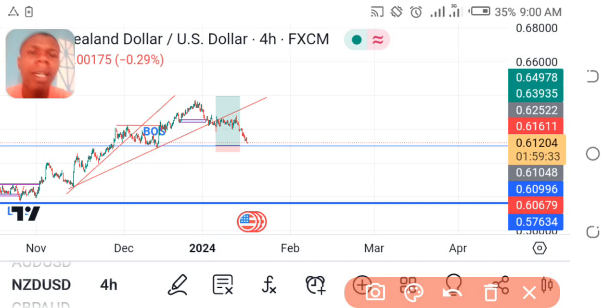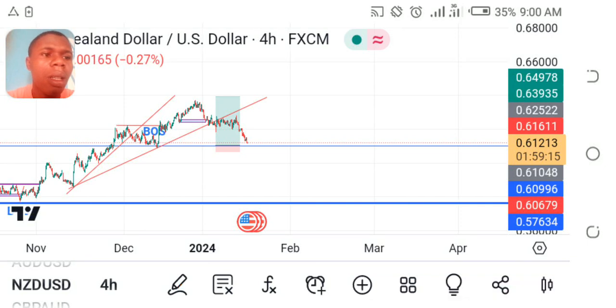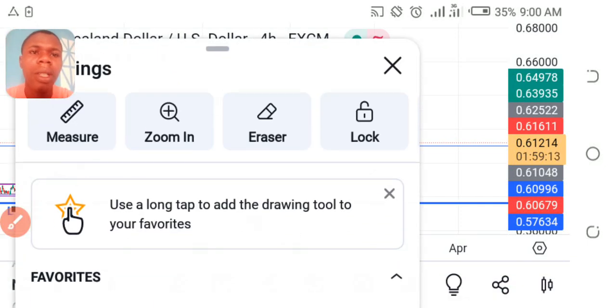I'll enter the market here, and immediately price breaks above this first swing point, I will close the trade and wait for the next opportunity for price to come back to the second trend line. This is where I will enter again, and I will draw another trend line here, another trend line here.